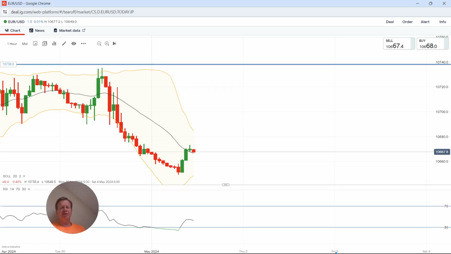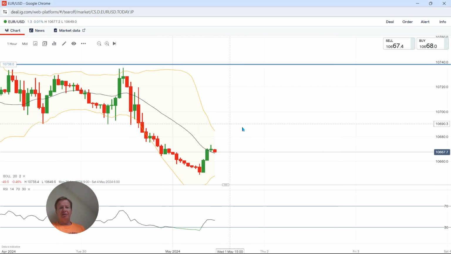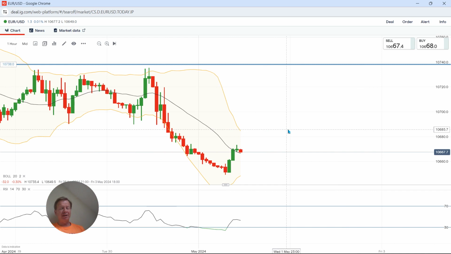Okay, so today I'm going to show you a trade that I took out yesterday on the Euro USD using Bollinger Bands and the RSI. I don't normally trade Bollinger Bands and RSI, but I thought I'd give it a go, and actually I was surprised by how easy it is to trade.